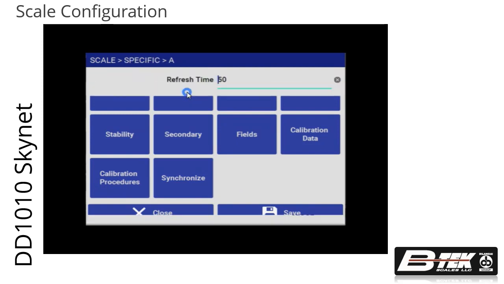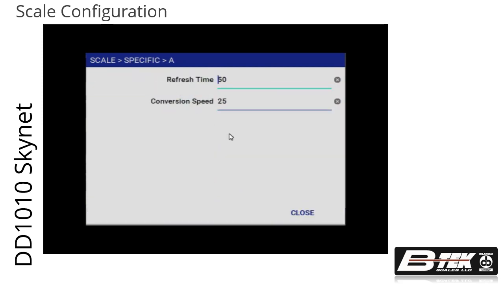Next we'll go to specific. Currently I'm using an analog type scale. Refresh time and conversion speed should be left at 50 and 25. If you had a digital type scale, this is where you would set the number of load cells in the system.